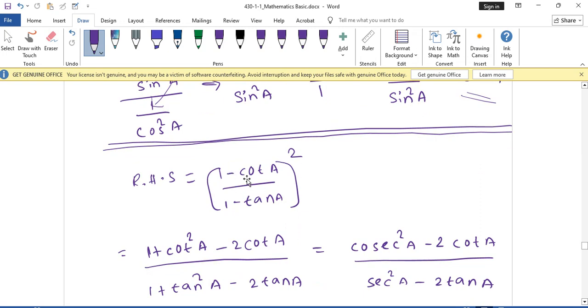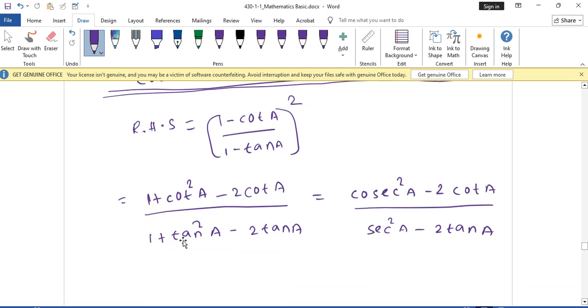Next, now take the RHS value, that is 1 minus cot A by 1 minus tan A whole square. Split this like the A minus B whole square formula, that is 1 plus cot square A minus 2 cot A by 1 plus tan square A minus 2 tan A. 1 plus cot square A is nothing but cosecant square A minus 2 cot A, by 1 plus tan square A which is nothing but secant square A, that is secant square A minus 2 tan A.